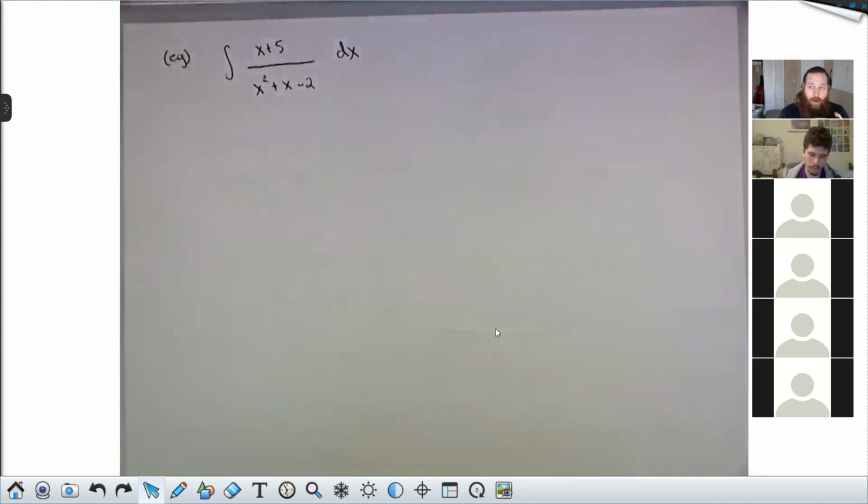This is a proper rational function, right? The degree of the bottom is 2, the degree of the top is 1, so the degree of the bottom is strictly bigger. If that wasn't the case, can't do PFD. PFD only applies to proper rational functions. I'll show you how to handle improper rational functions. You just do long division, right? Polynomial long division.